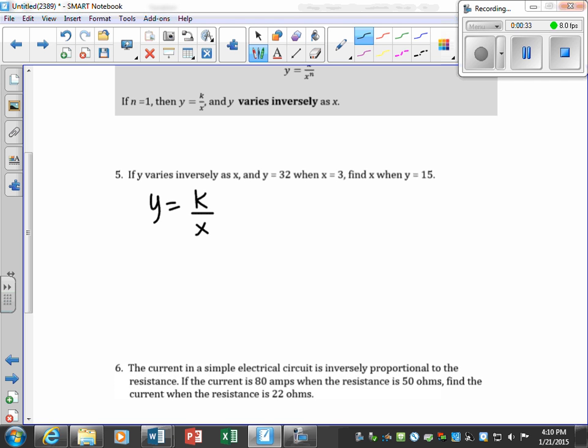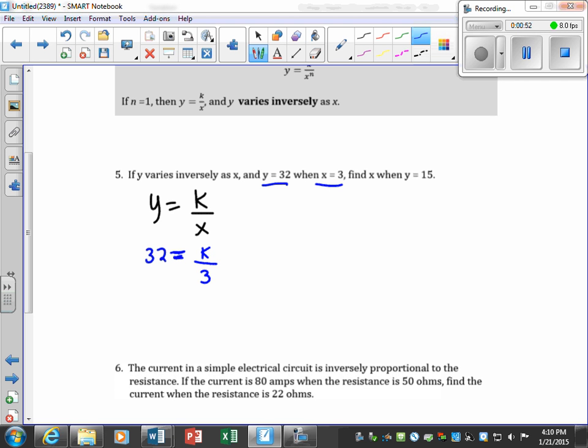Directly it was straight across. Inversely we now have this format. But the process is still the same. You start with your equation and then we plug in the first two values. Y is 32, x is 3. We're solving for k.